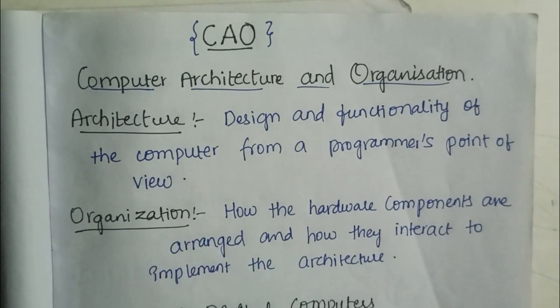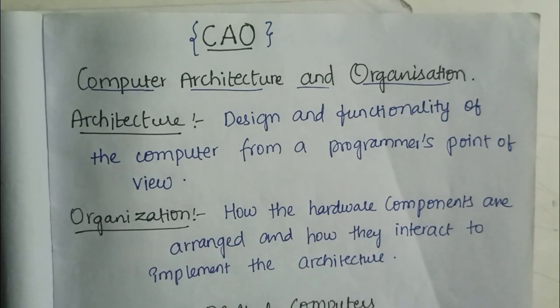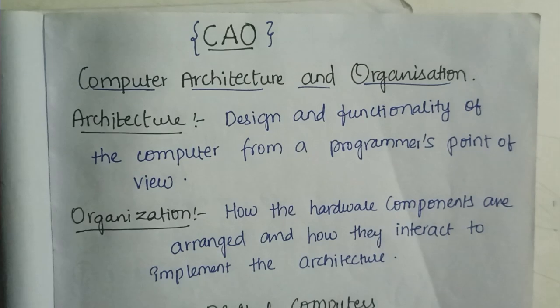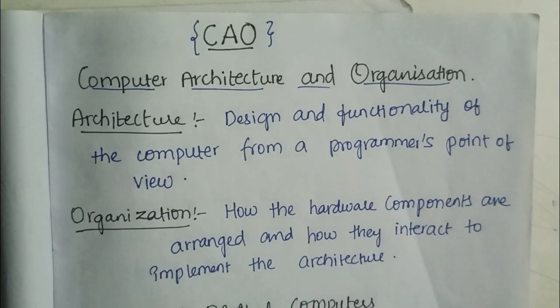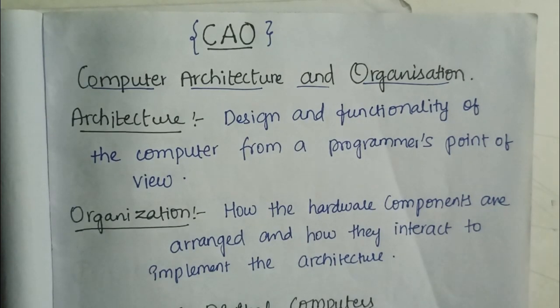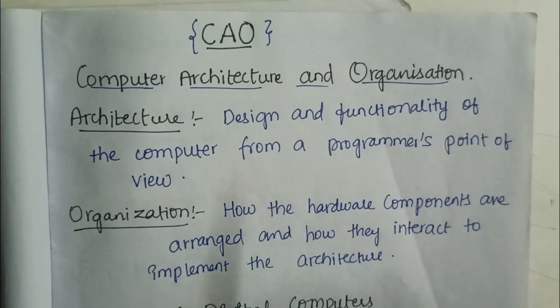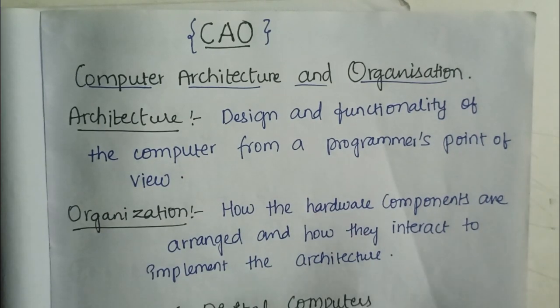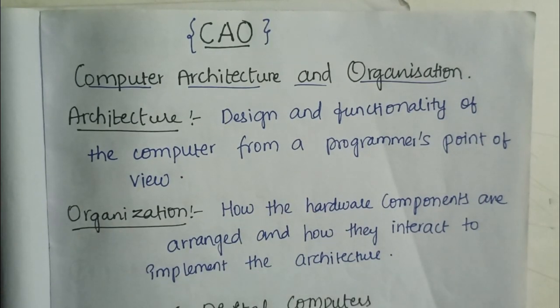I'm going to teach you each and every subject of engineering one by one, and in this I'm going to start with the CAO subject, which is computer architecture and organization. Many students find this subject very difficult, which is actually very simple if you understand it better and spend a little time on it. So let's have a brief definition of what architecture and organization are.